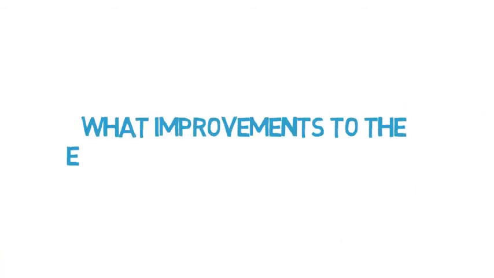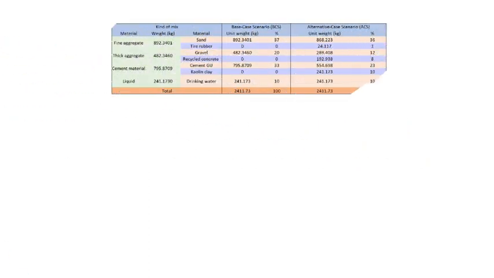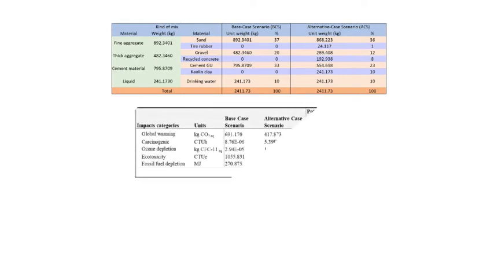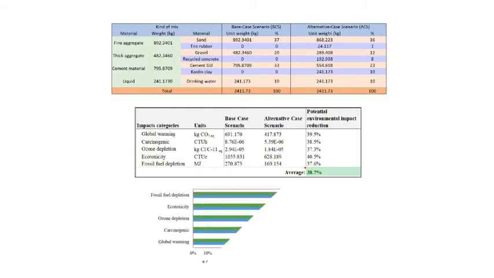Using the eco-concrete calculation B2.01 tool for the extraction and production of raw materials, the proposed alternative case scenario design reduced the environmental impact by an average of 38.7%. That sounds very good.